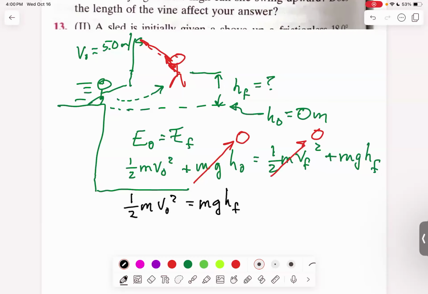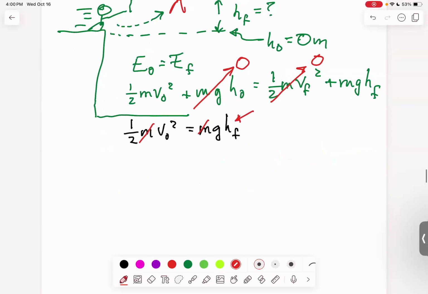Let's see if we can solve this for H final, if we have enough information. So we know that the masses can cancel out. And if I look at this, I can see that I have everything except for H final. And so I should be able to solve this relatively easy.